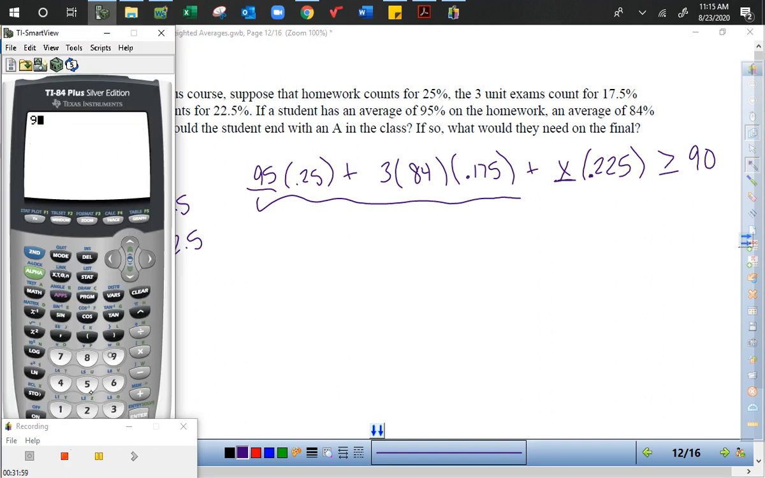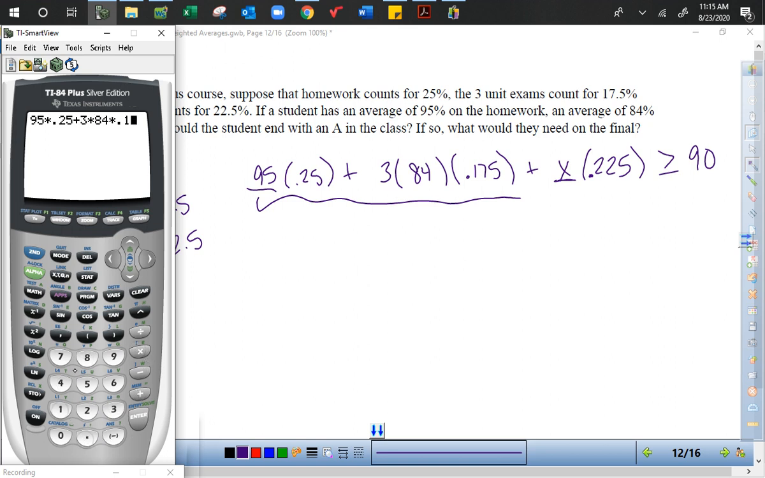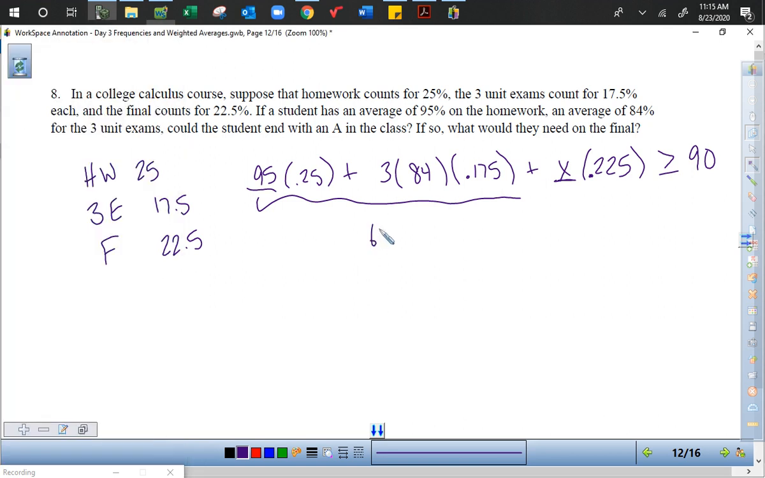So that would look like 95 times 0.25 plus 3 times 84 times 0.175. And let's get what that looks like, 67.85. And this, I'm going to switch around so it looks less funny, 0.225x greater than or equal to 90. You're solving this like it was an equal sign, but that greater than or equal is going to be important, so I'm going to leave it there.